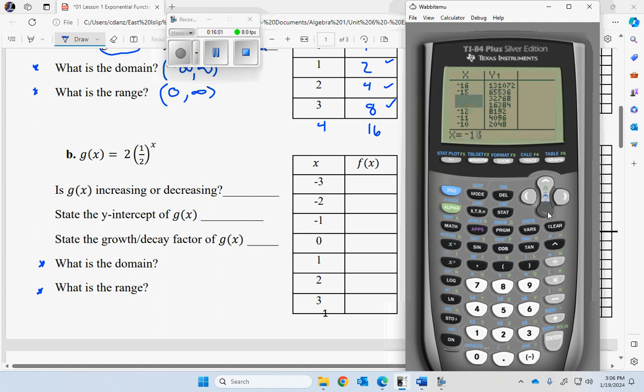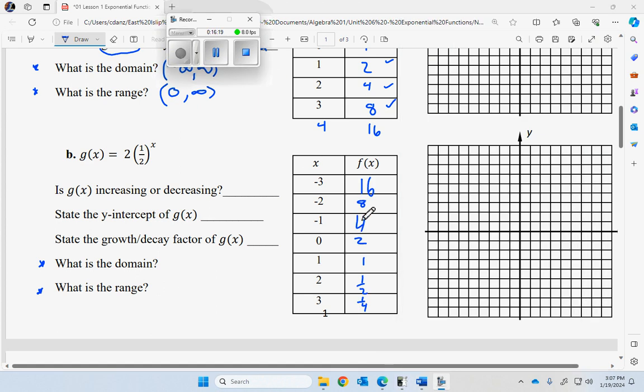And we want to put these numbers in. Look at when x is -3, 16, then 8, then 4, 2, 1, then 1/2 and 1/4. So write that down and let's do the best job we can plotting it.